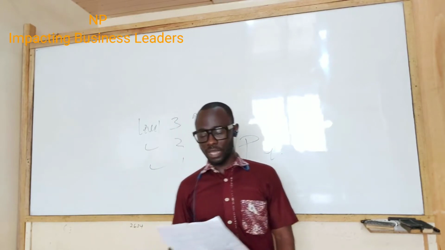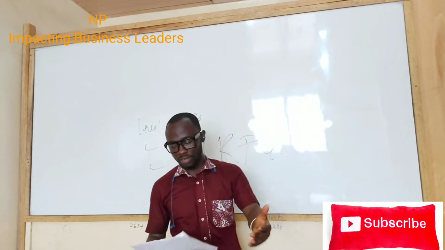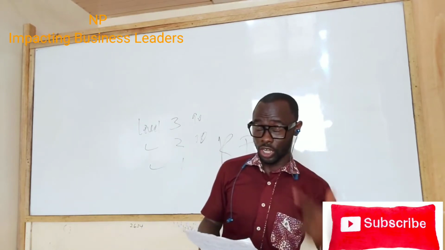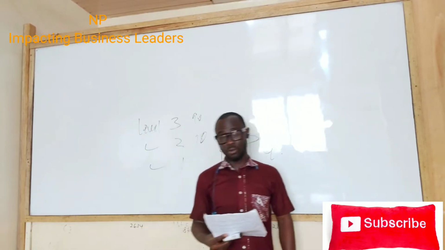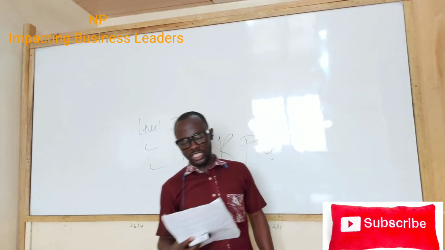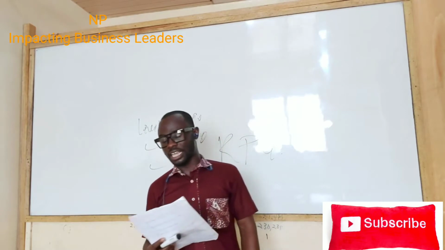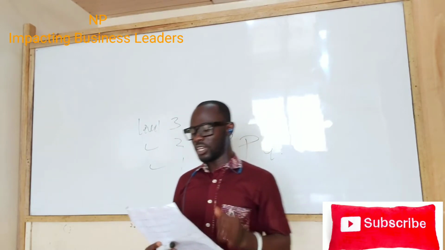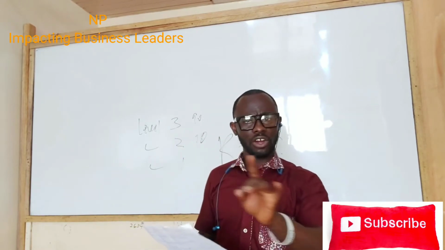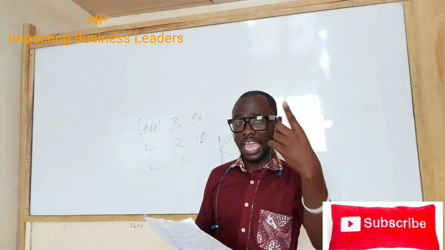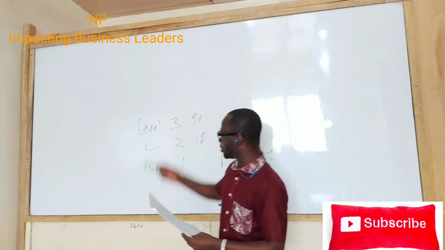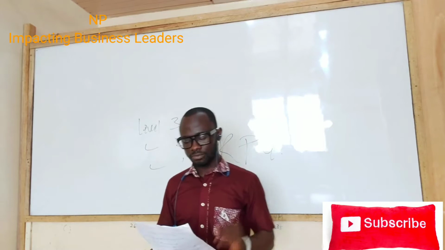IPSAS 2 is cash flow statement, and that is based on IAS 7, and that is also a level 3 standard, so you need a solid understanding. IPSAS 3, accounting policies, change in accounting estimates and error. What accounting standard in financial reporting rhymes with this? IAS 8, okay? So this is based on IAS 8, and for grading purposes, that's also a level 3 standard.